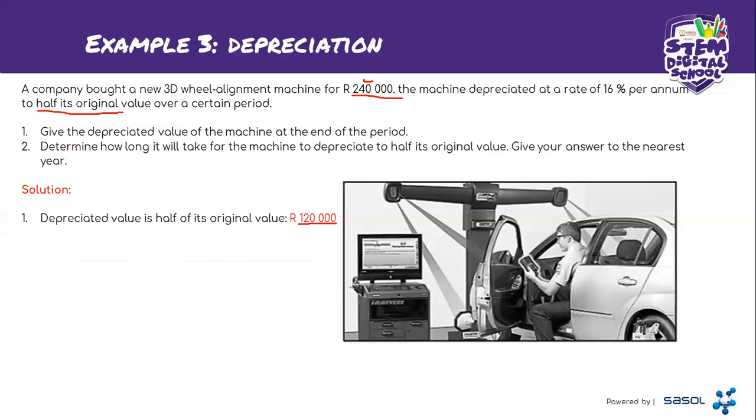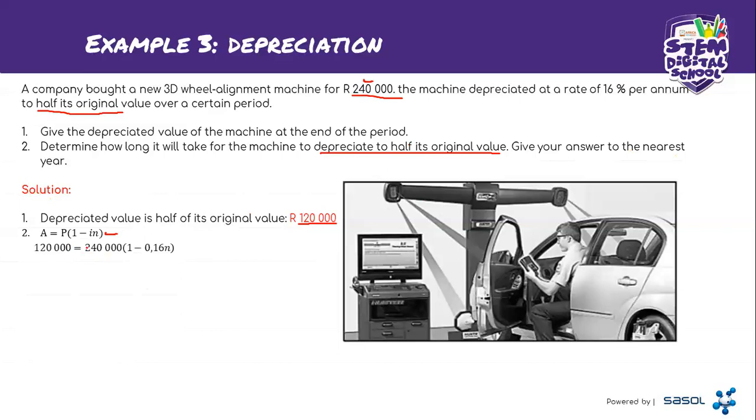Now, number 2, it says determine how long it will take the machine to depreciate to half its original value. Right? Give your answer to the nearest year. Now, the formula that we're going to use is the straight line method, because now it says depreciate to half its original value. So if that is the case, then we're going to use the straight line method.